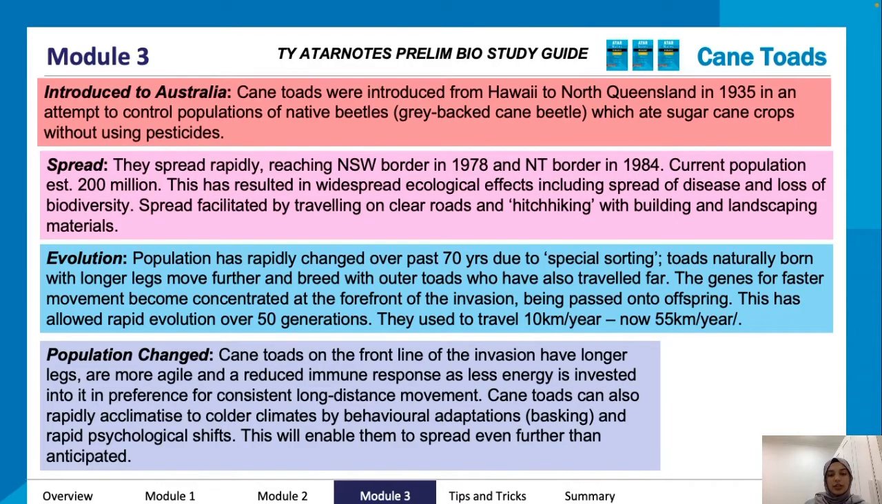Population changed. Cane toads on the front line of the invasion have longer legs, are more agile, and have a reduced immune response as less energy is invested into it, in preference for consistent long distance movement. Cane toads can also rapidly acclimatize to colder climates by behavioral adaptations, for example by basking, and rapid physiological shifts. They have a lot of adaptations to adapt to different weathers, different climates, things like that, so that they can spread even further than what's anticipated, and they can travel very, very far.